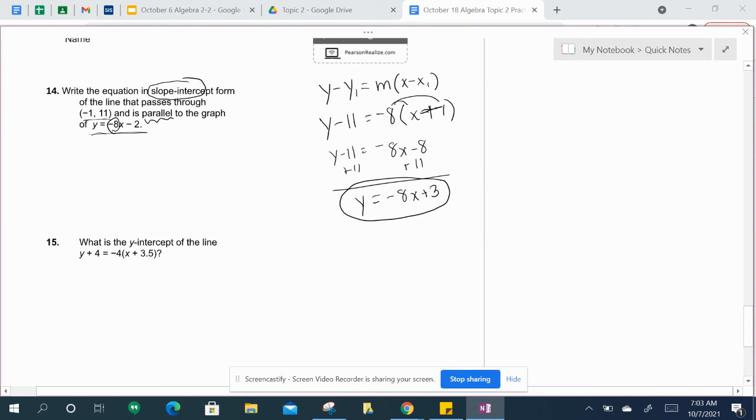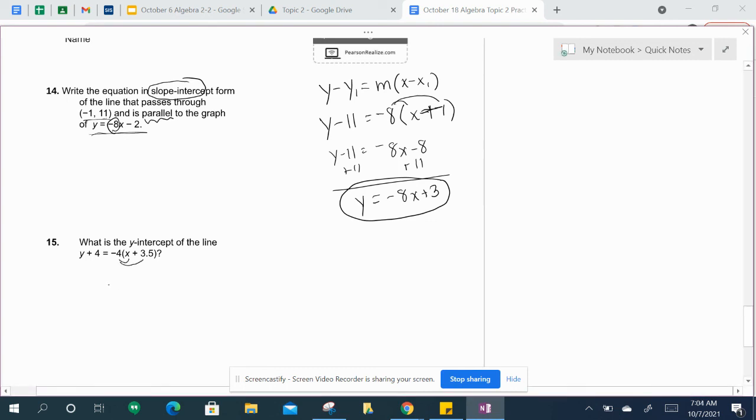All right, last but not least, number 15 says, what is the y-intercept of this line? Guys, it's not in slope-intercept form, so looking at it as is, I don't know what the y-intercept is. It's in point-slope form, so I'm going to do those 2 quick steps to get it in slope-intercept form so I can find the y-intercept.